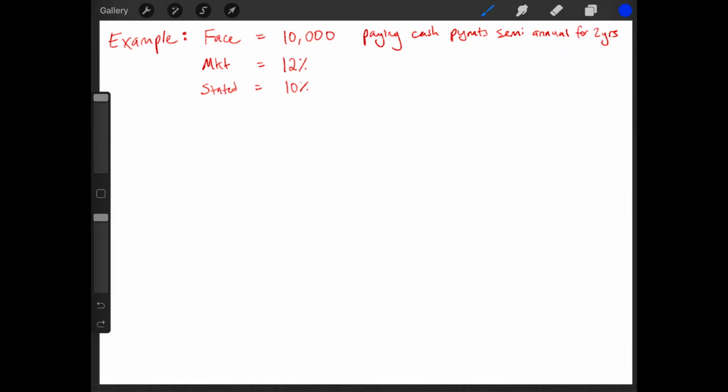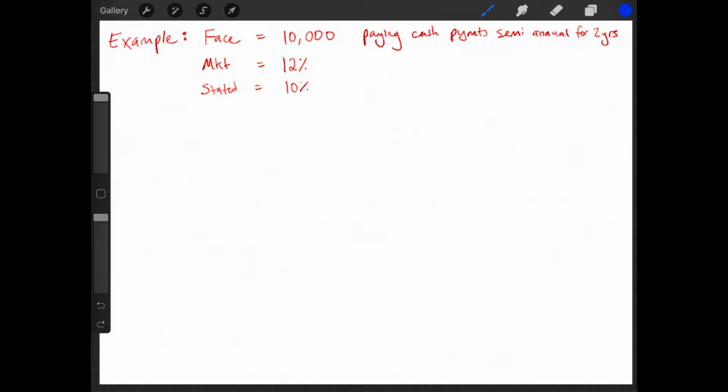Hey guys, in this video we're going to be walking through an example of a bond issued at a discount. My plan is to walk you through my first steps when first approaching a bond question, how I calculate the present value of future cash payments, as well as walking through an effective interest method amortization table.